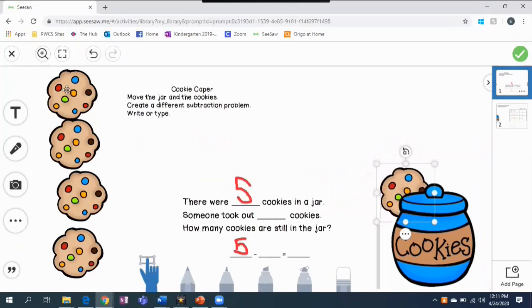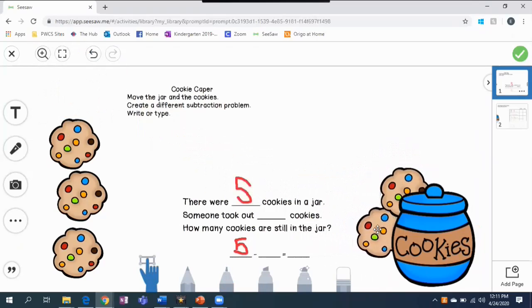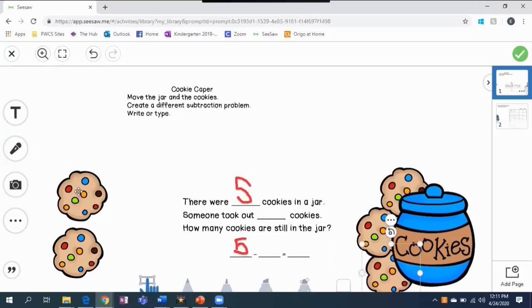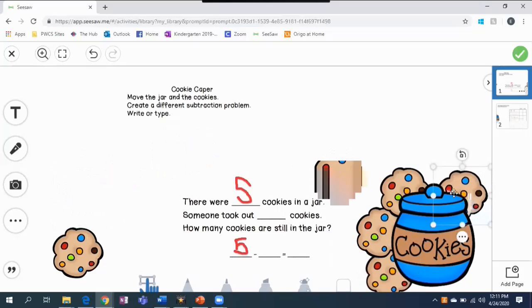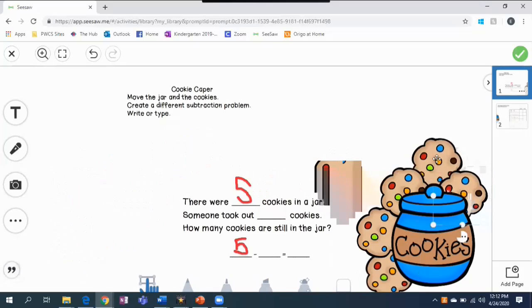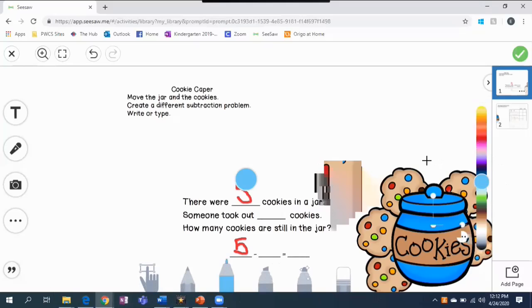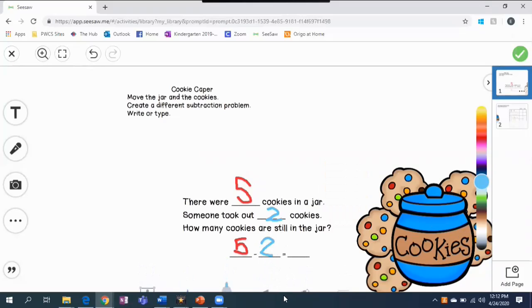1, 2, 3, 4, and 5. Okay, now we're going to decide how many cookies we want to take out. We're going to take out 2. So someone took 2 cookies out of the jar, minus 2.